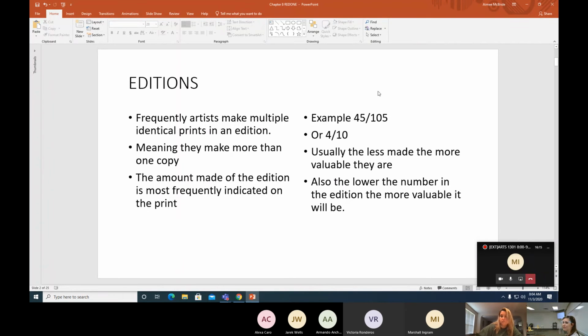Which is bringing us into new territory. So far in this class, we haven't really been discussing price ranges. But today, for the first time, we're discussing values and price ranges. Because once again, you're going to want your first out of 105 because that's a lot more valuable than 105 out of 105.